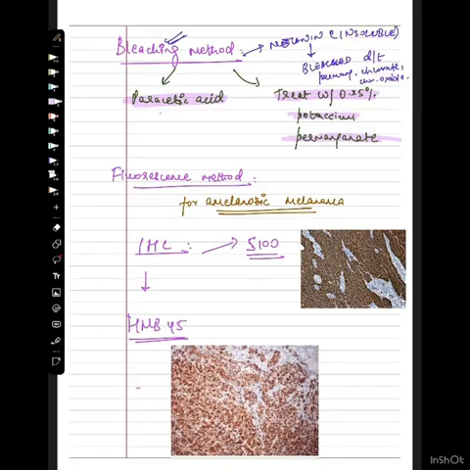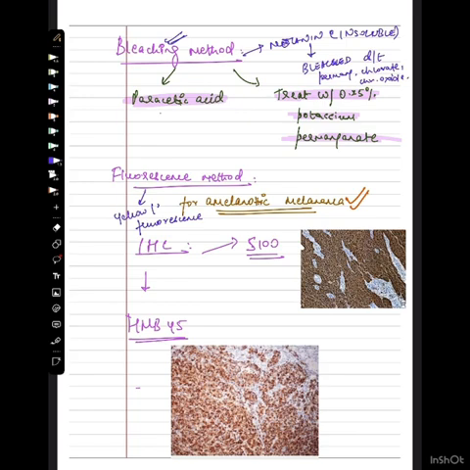potassium permanganate. The fourth method is fluorescence or formalin-induced fluorescence. Formalin-induced fluorescence is mainly for conditions like amelanotic melanoma. What will happen is there will be a yellow primary fluorescence.